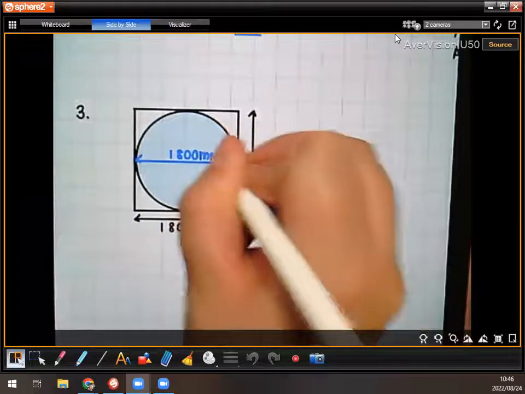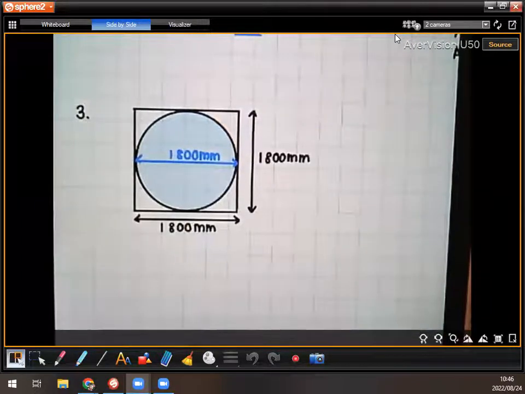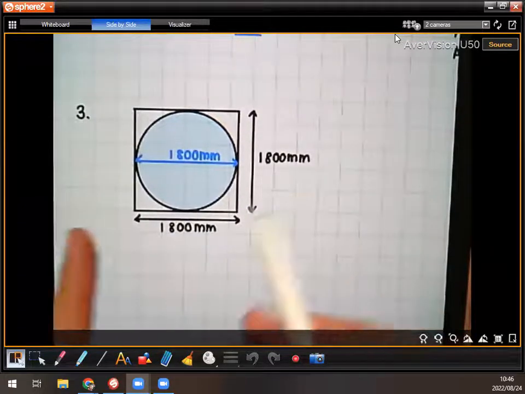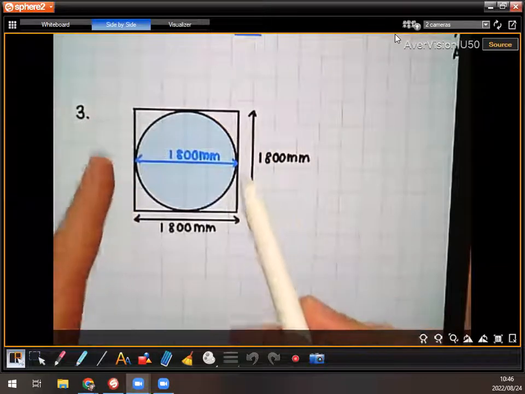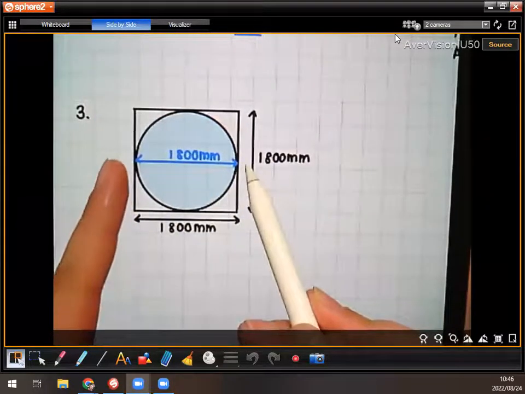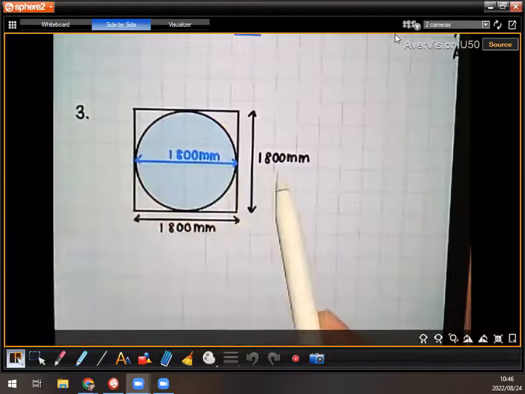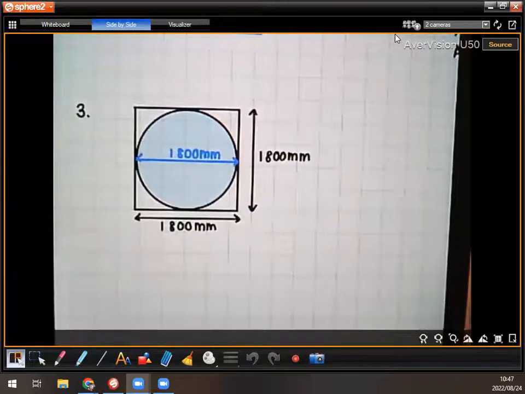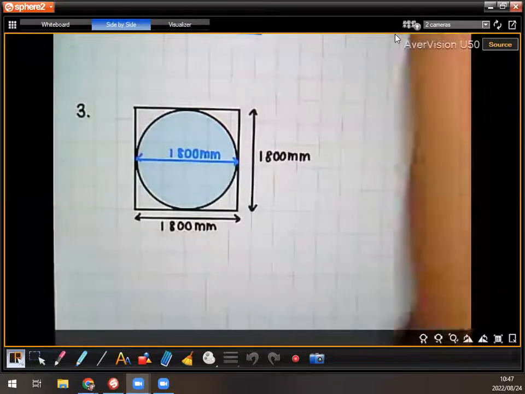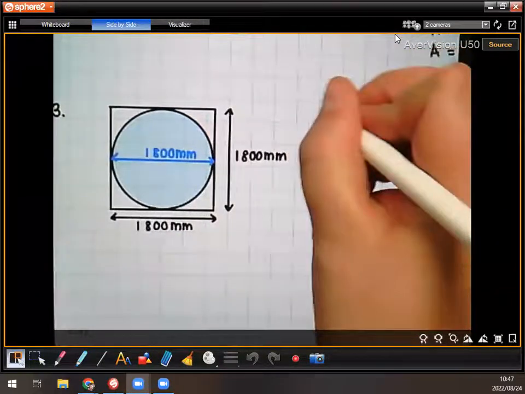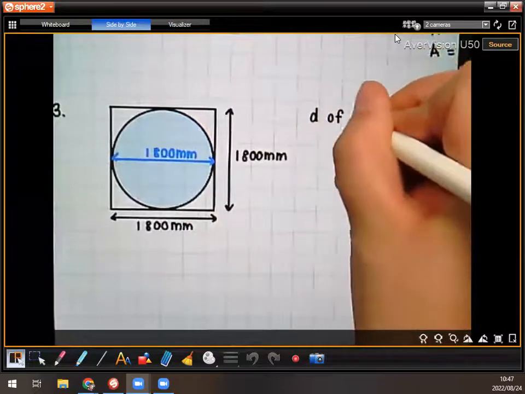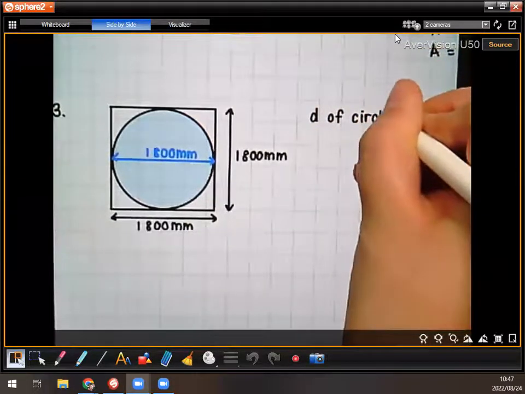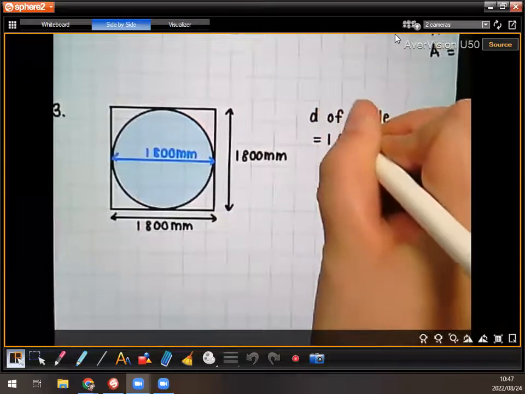Guys, if you think of a square, the lines go up straight. They don't dip in or go around, because then it's not a square. So everywhere on this piece of wood, the length between that side and that side is going to be 1,800 millimeters. So the diameter of the circle, the circular piece of wood that you can cut from the square, is 1,800. That was the length that you had to make on this question. So the diameter of the circle was 1,800 millimeters.